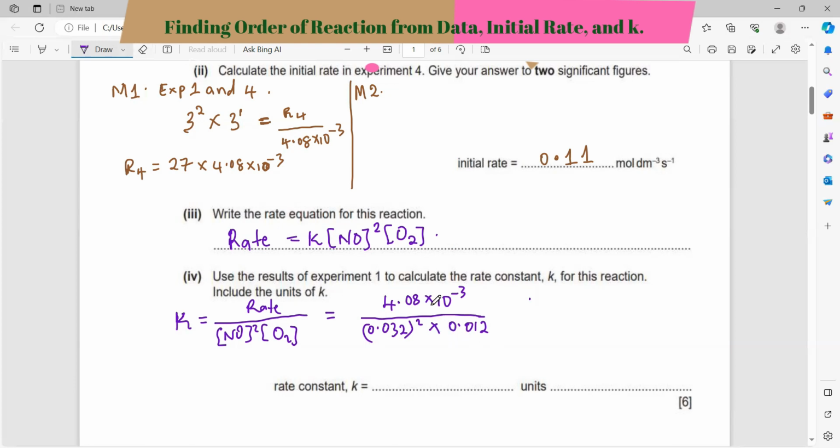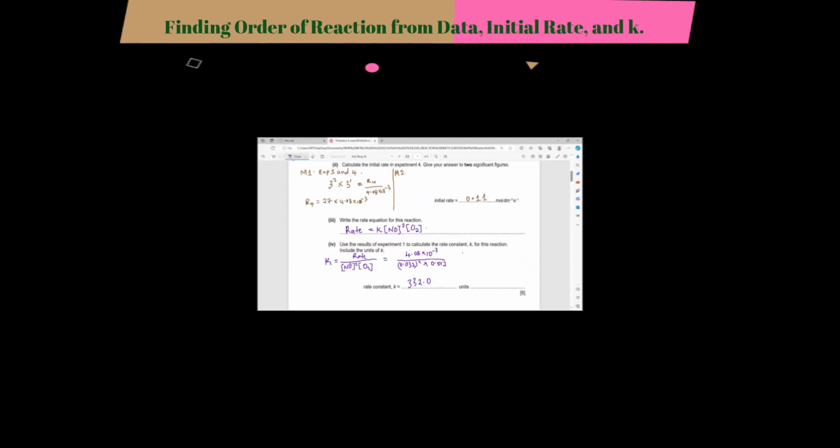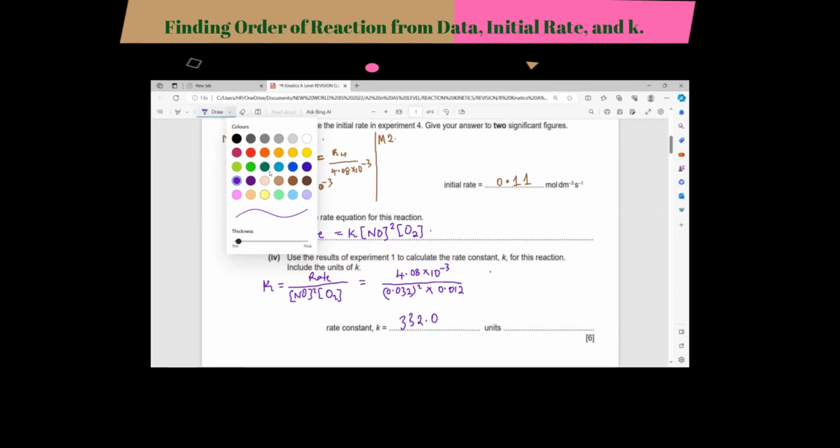All right. So you have 4.08, sorry, multiplies 10 to the negative 3, then divides. I'll put my bracket on 0.032 square multiplies 0.012. Good. So that gives you 332.0. Yeah, you can put 0.01, 0.03. That's it. Now, when we talk about the units, let me come to my yellow.